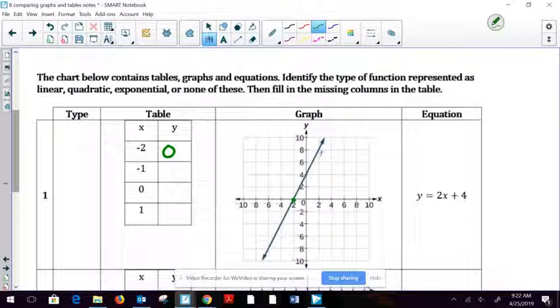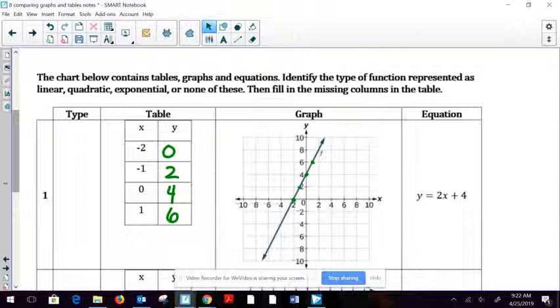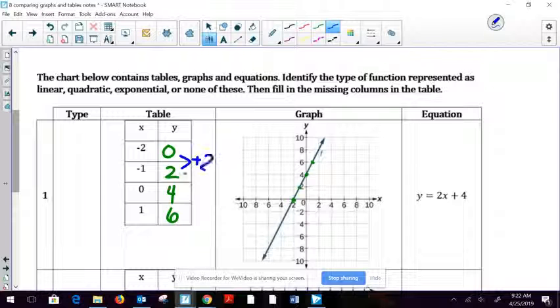When x is -1, my y value is 2. When x is 0, my y value is 4. And when x is 1, my y value is 6. If we look at my table here, these numbers are all going up by adding 2.